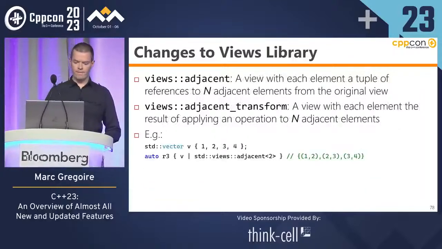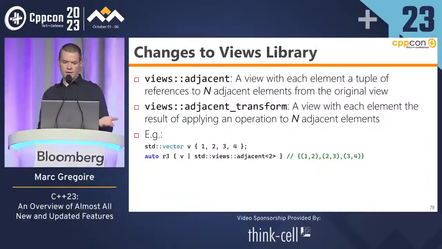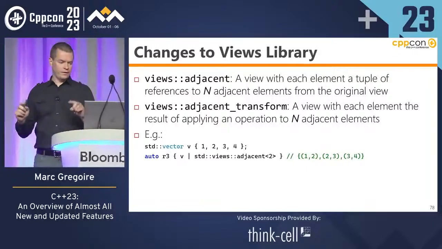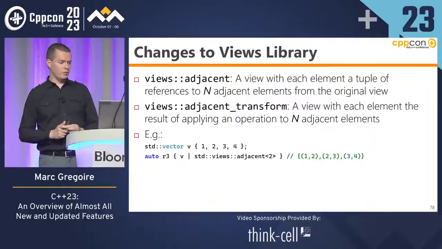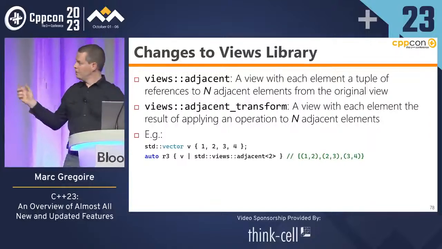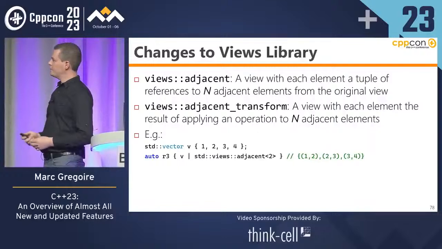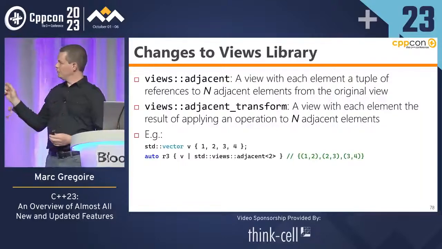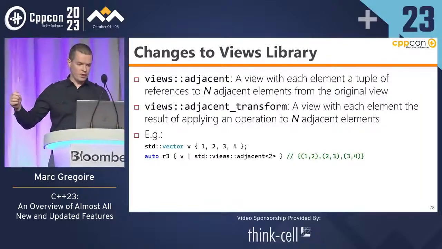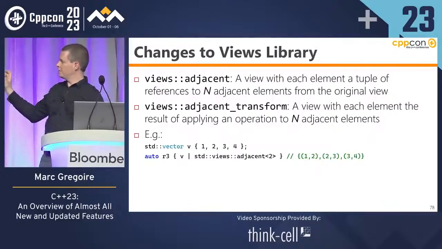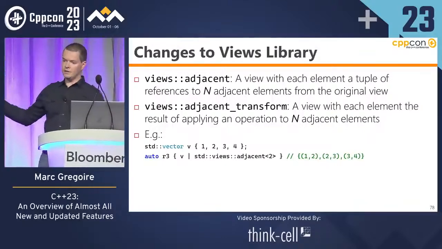Adjacent transform. Let's look again at an example. I have a vector of integers here. If I call adjacent with template argument 2, it will make a view of tuples, in this case pairs. And you can see it takes the first element of my vector and the second element, and that's the first tuple. And then it slides along. So the second is 2, 3, and the last is 3, 4.